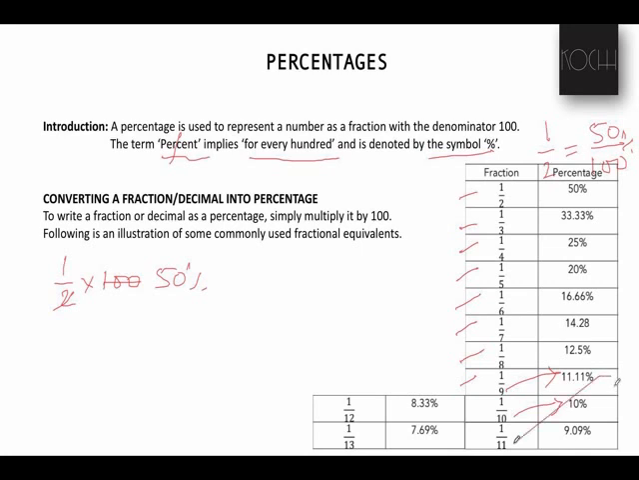Now, 1 by 11 is 9.09%. And some more, say 1 by 12 is 8.33%, 1 by 13, you don't really need to remember this.